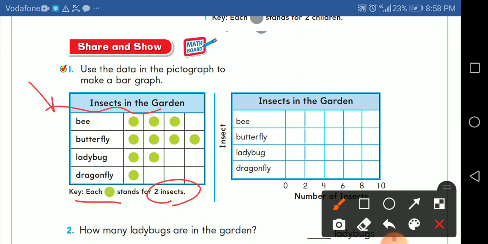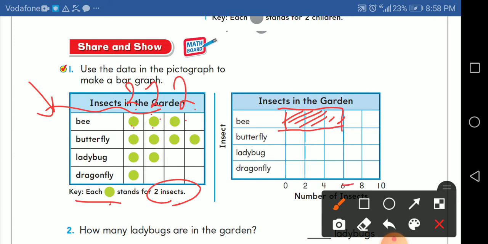This is a pictograph. The bee, 1, 2, 3. It asks me, for every one here, each one stands for 2. So here is 2, and this is 2. This is 2, 2, 2, 2 means 4, 6. So I'm going to draw it like this, and I will color these 3 because I want 6.